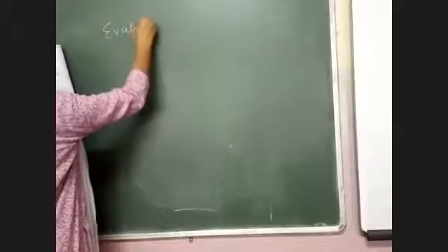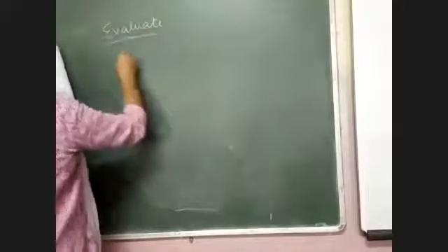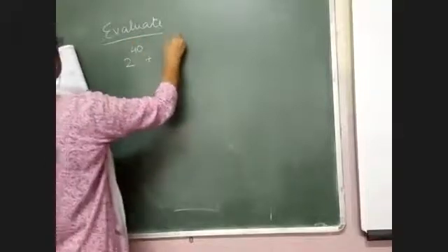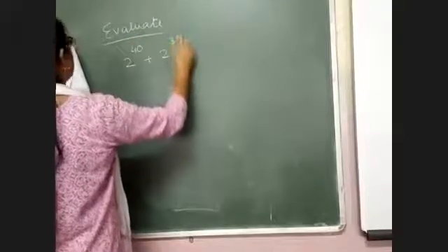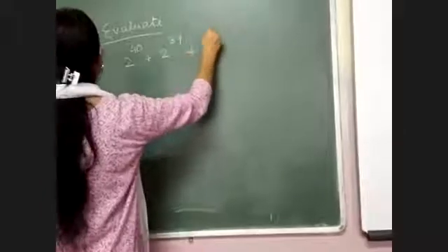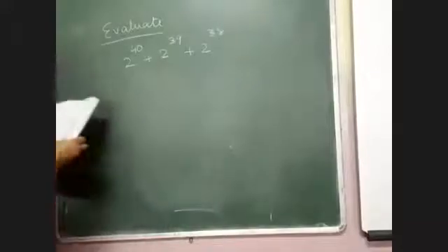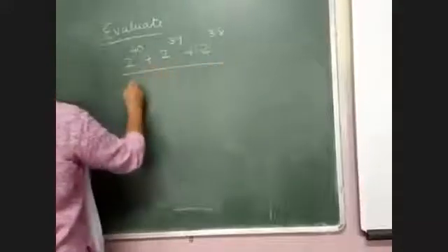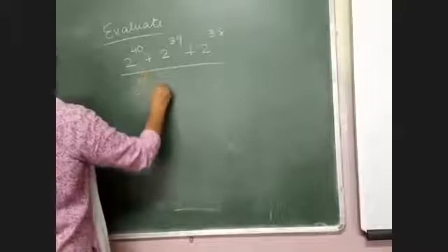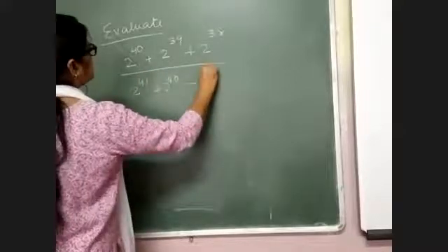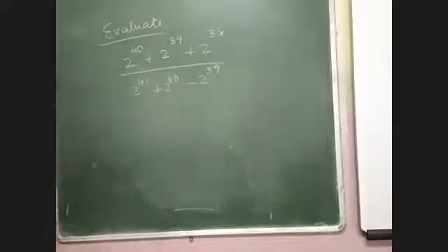When the question is given in this form, evaluate: in the numerator, 2 raised to the power 40 plus 2 raised to the power 39 plus 2 raised to the power 38, and the denominator is 2 raised to the power 41 plus 2 raised to the power 40 minus 2 raised to the power 39. So how will you solve this question?